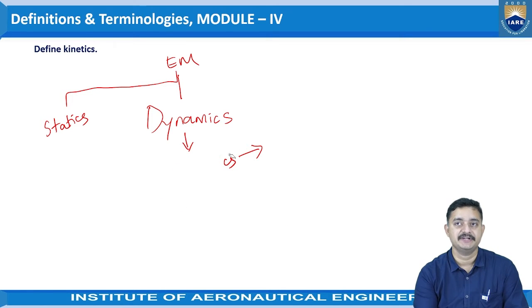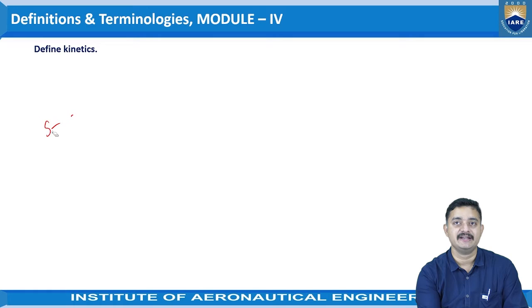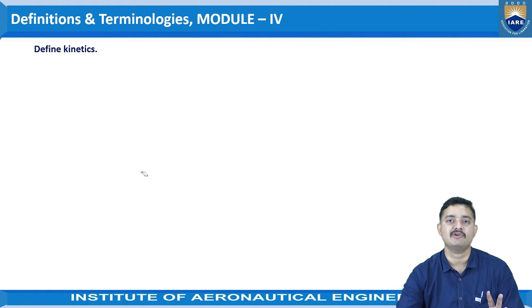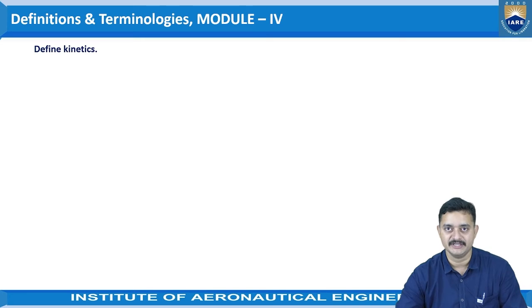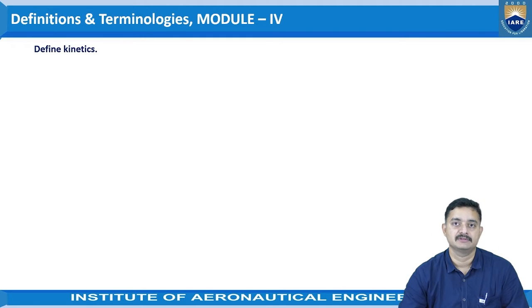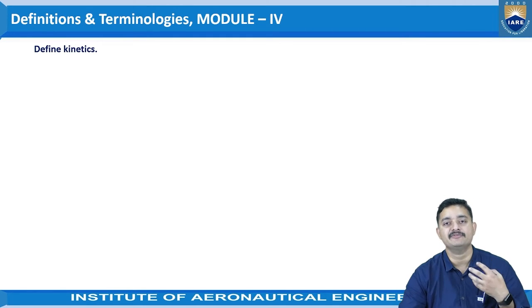So dynamics will be treated in two ways. One is kinematics and another is kinetics. In kinematics, we are not going to consider the forces involved in the movement of the object, whereas in kinetics, we are going to consider the forces also. So along with the movement of the object, we also consider the forces involved in the system.